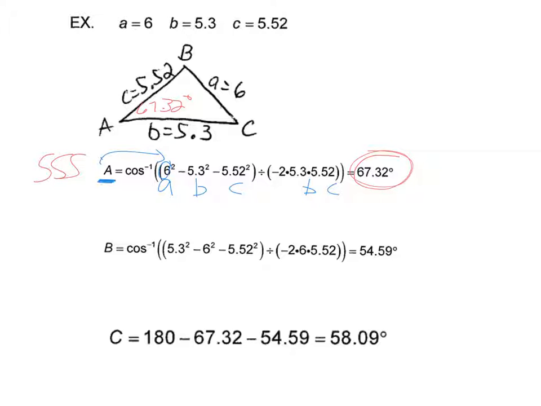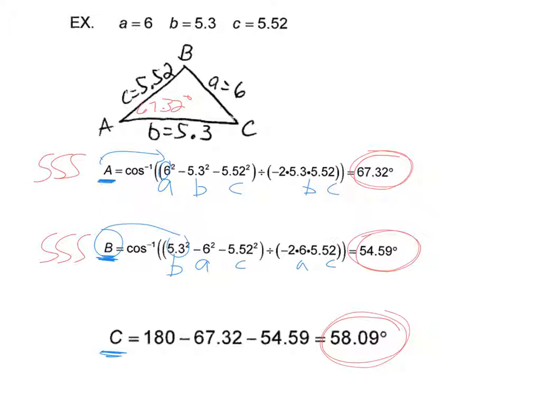And I still have angles to find. So I'm still going to use side, side, side, and this time find angle B. Because I'm finding angle B, side B has to go first. And then the A and the C are the other two sides. All into the calculator, careful about parentheses. Angle B is 54.59 degrees. And then finally angle C, I subtract the other two angles from 180, and angle C is 58.09 degrees.